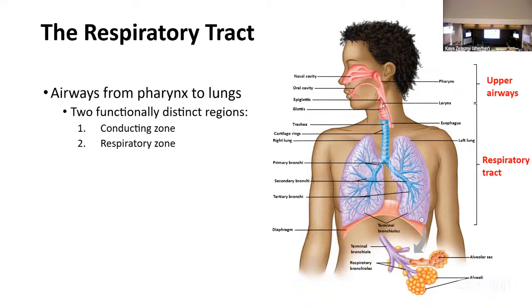Now, as we pass past the epiglottis through the larynx, which is also your voice box, we are going to pass down through two areas. We're going to pass through a region we consider the conducting zone, and then we're going to go into an area we consider the respiratory zone, where the actual respiration is happening, the gas exchange is happening.